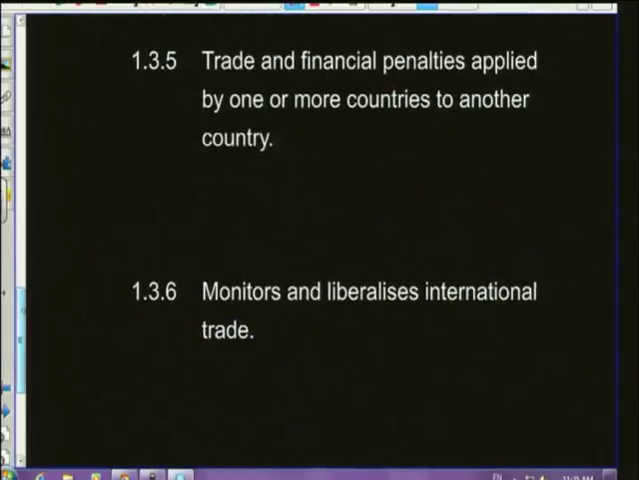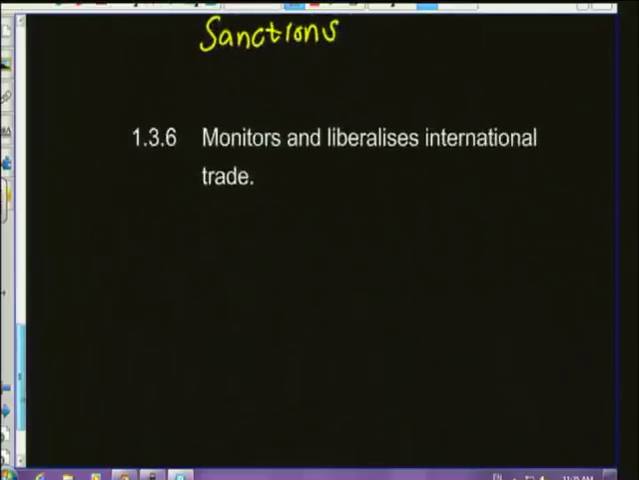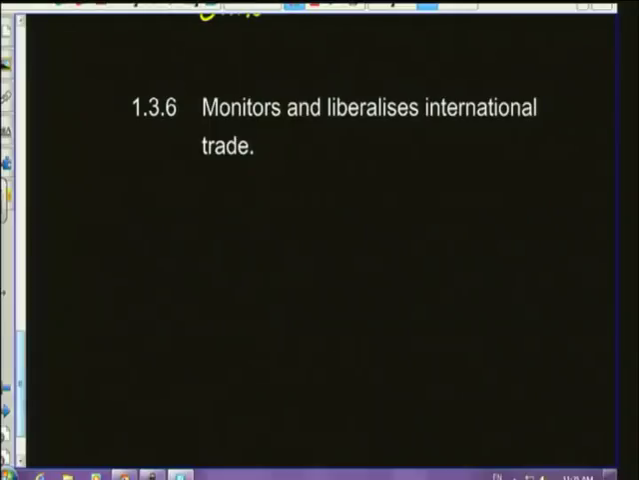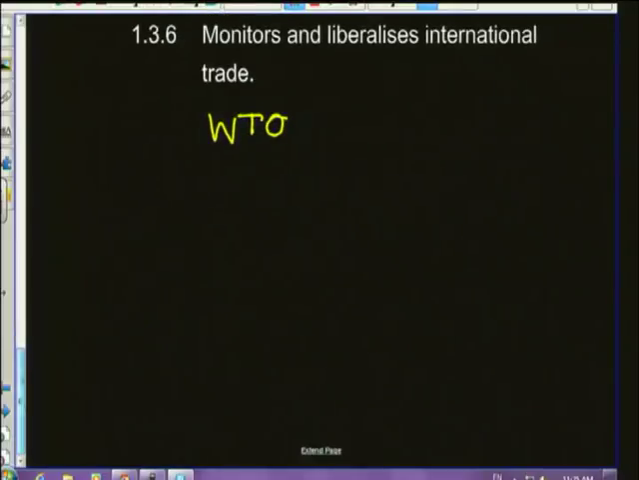1.3.5, trade and financial penalties applied by one or more countries to another country is known as sanctions. And then 1.3.6, monitors and liberalizes international trade. That is the World Trade Organization. And that brings us to the end of section A.